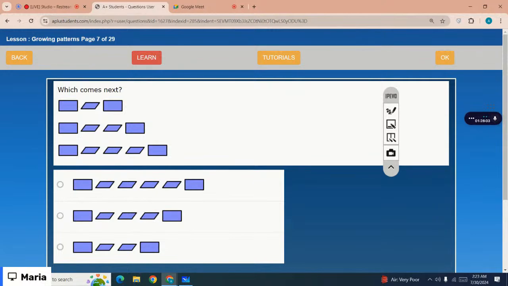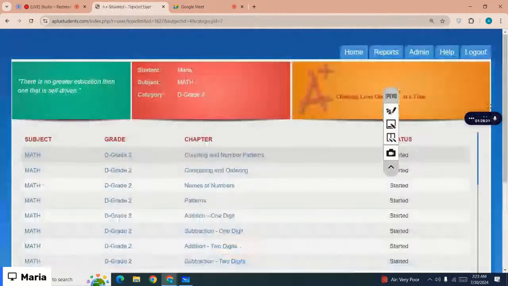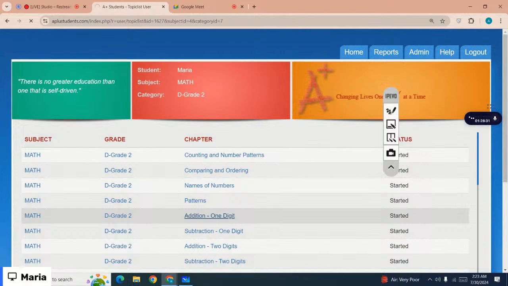Okay, you can complete the lesson by yourself later today. Let me just move on to next lesson. So we're going to start the new chapter, right? We're done with the chapter patterns, repeating patterns and growing patterns. So if you need more help, contact any tutor on the Skype, right? Now we're going to start with the chapter addition one digit.